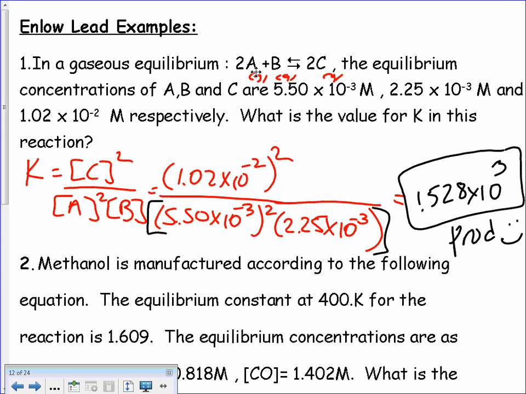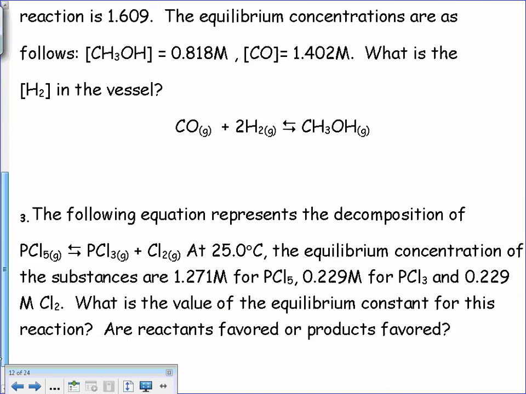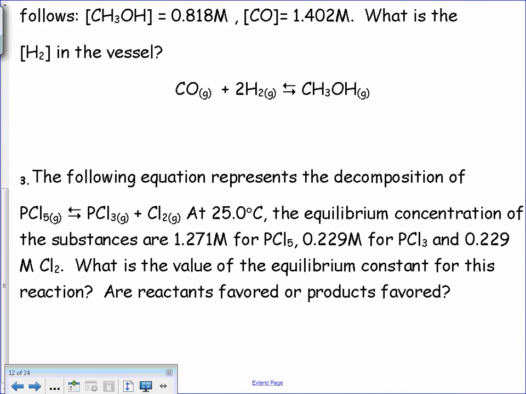Okay, so we've learned how to set up our K expressions and how to plug in equilibrium concentrations. Now let's look at something that gives us an initial concentration before the reaction begins. Then we let it react and do its thing, and our job is to figure out the equilibrium concentrations that we would normally be plugging in here. That's not this one. That is number 3 on your sheet in front of you.